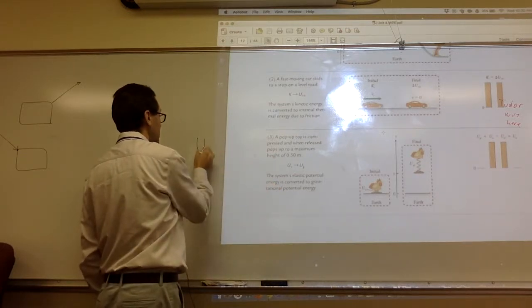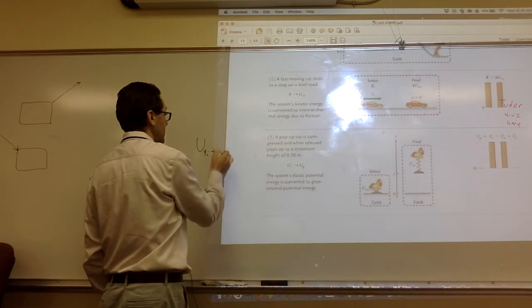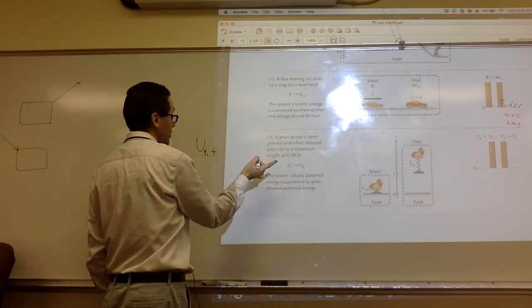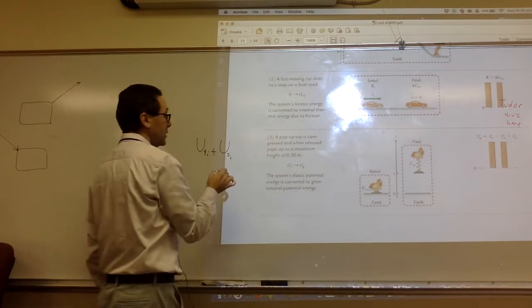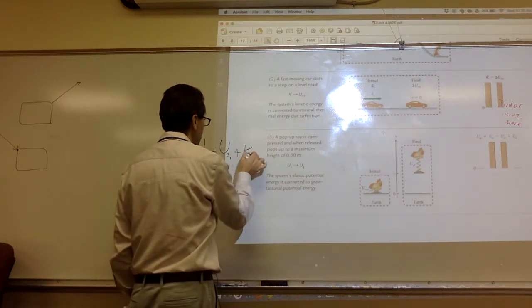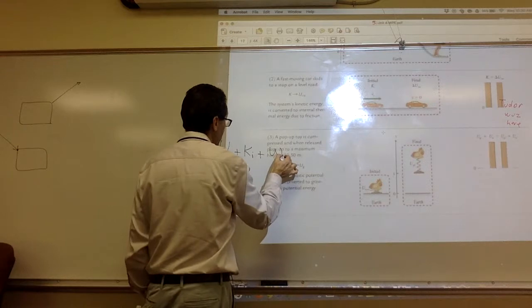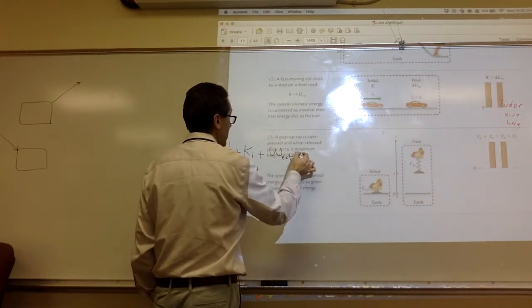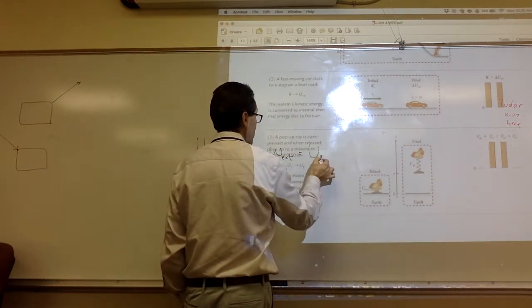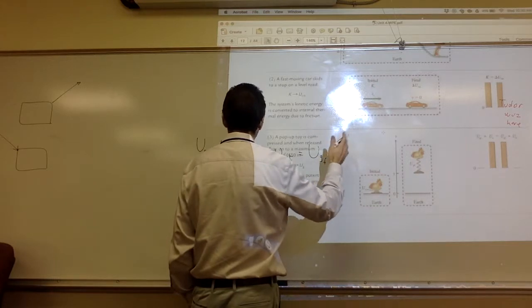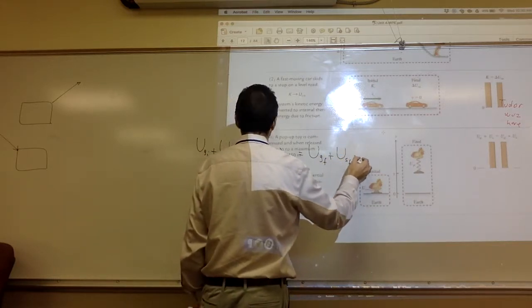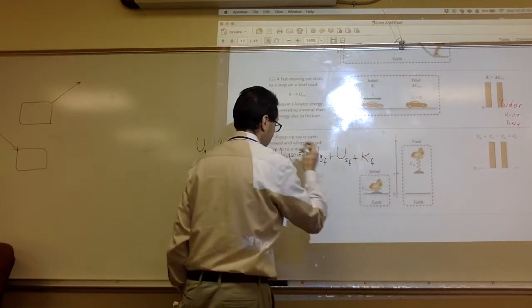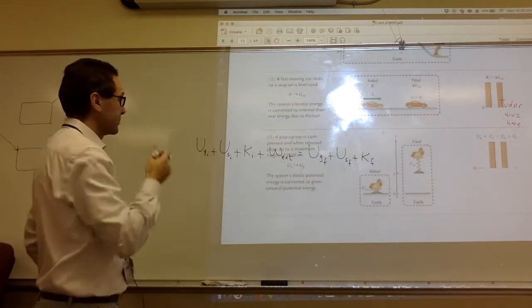So gravitational potential energy plus, now there is a spring involved, so maybe it's something stored in the spring, plus kinetic energy initial, plus maybe some work done by external agents, equals gravitational potential energy later, the sum of the mechanical energies later, basically. Now, let's see what happens here.